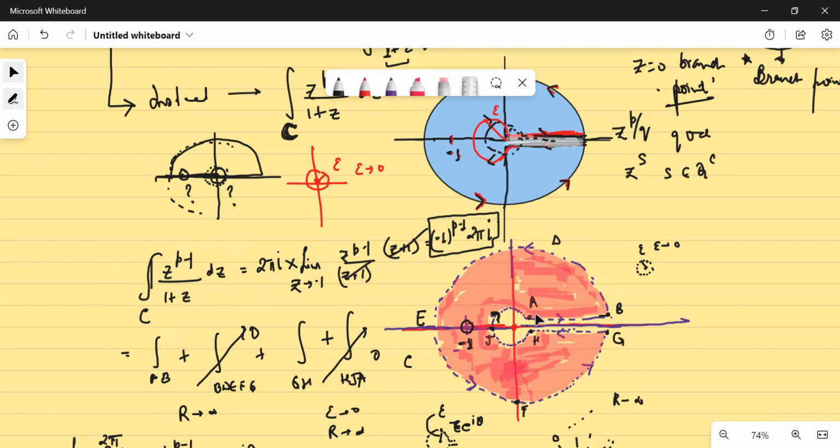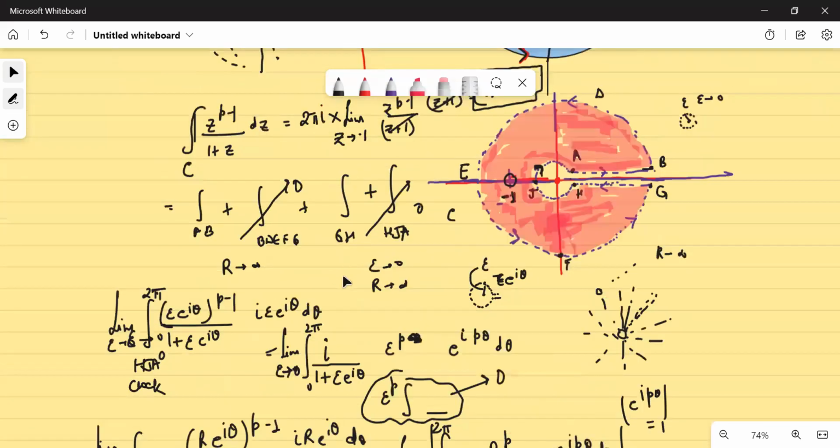On the right hand side, you can see this is AB, then you have B, D, E, F, G, and then G, H, and then H, J, A. Also remember that while moving along B, D, E, F, G, we are traversing anti-clockwise, and while moving along H, J, A, we are traversing clockwise. Yesterday we found through our rigorous calculations that the integral over BDEFG would be 0 as r tends to infinity, and the integral over HJA would be 0 as epsilon tends to 0. So I think this is something that we already know.